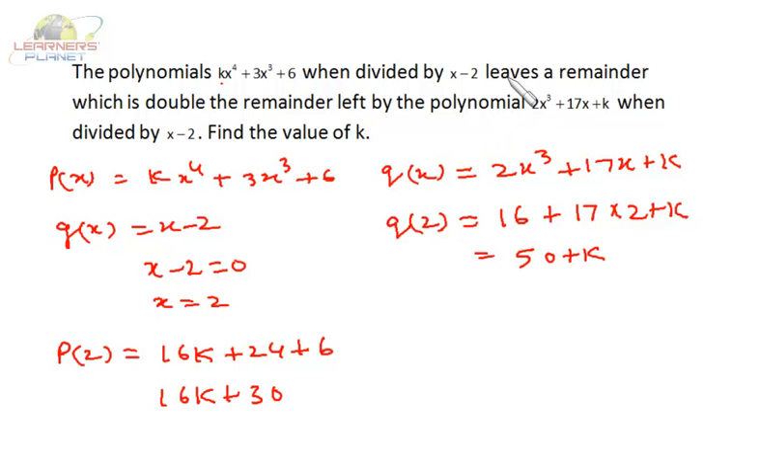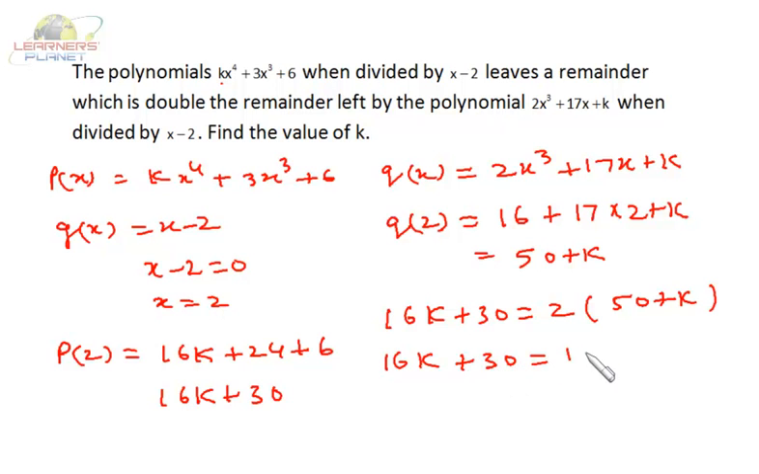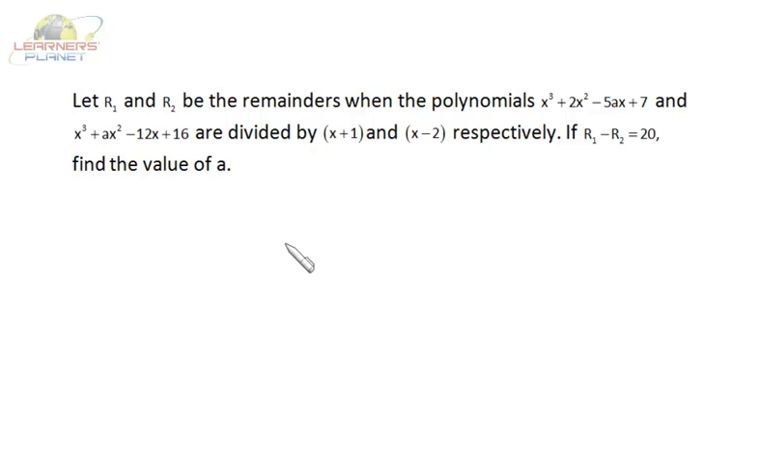Now according to the question, this remainder is double of this remainder. So let's make the equation. 16k + 30 is double of 50 + k. Okay, so let's solve it. 16k + 30 is equal to 100 + 2k. That means 14k is equal to 70. That means k is equal to 5. Isn't it so easy? Okay. Now let's see this question.